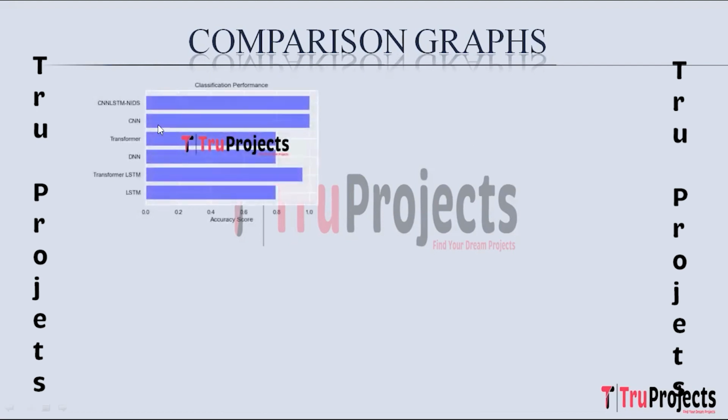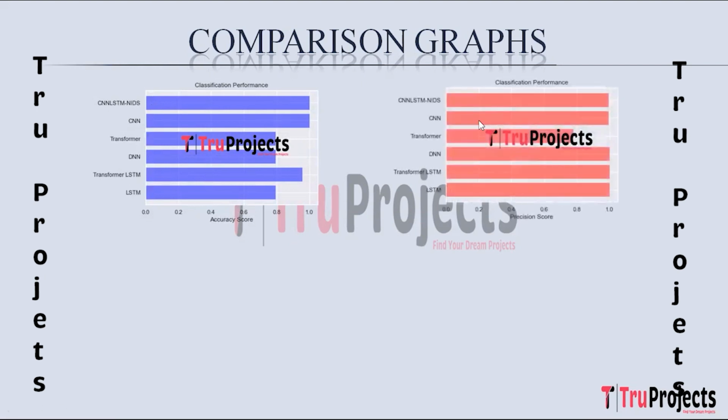So this is the horizontal bar graph comparing accuracies of different algorithms. In this graph on x-axis I have accuracy scores and on y-axis I have algorithm names. Accuracy measures the overall correctness of predictions, showing the percentage of correctly classified instances. And this is precision scores comparison graph. In this graph on x-axis I have precision scores and on y-axis I have algorithm names. Precision measures the accuracy of positive predictions, indicating how many predicted positives were actually correct.